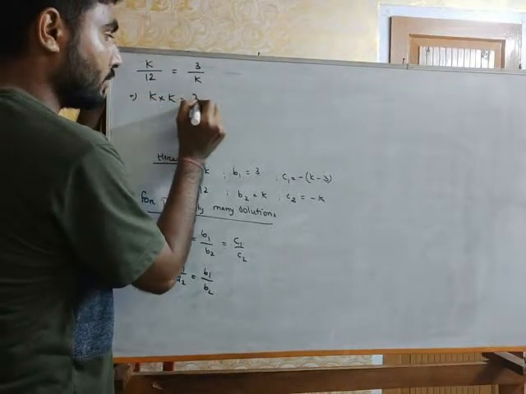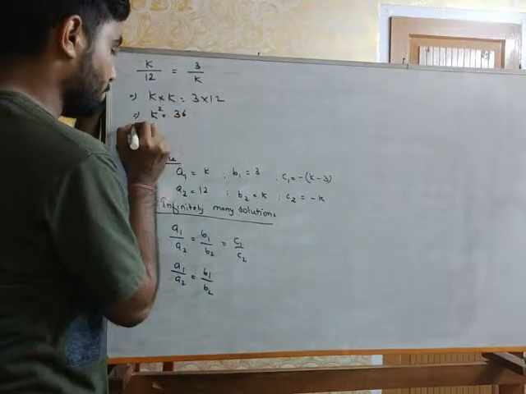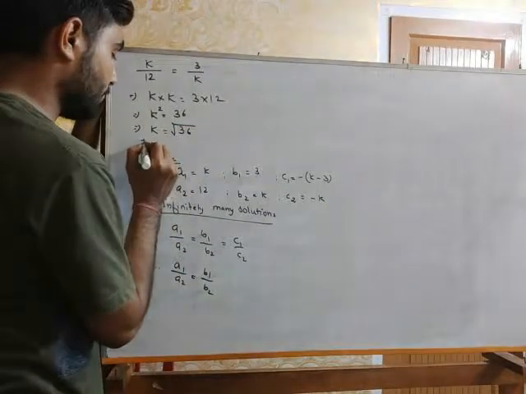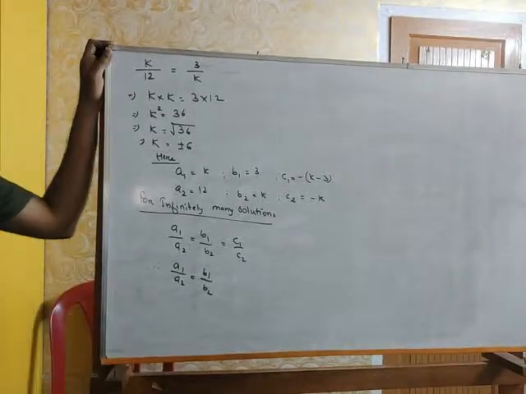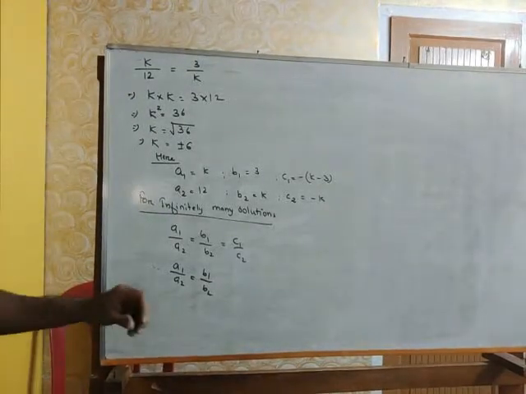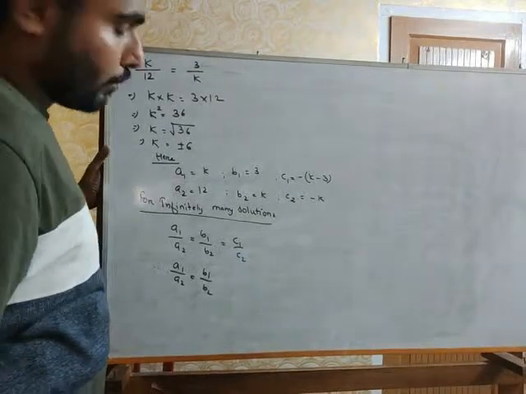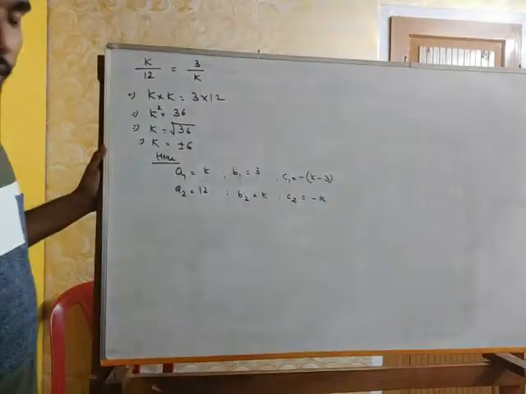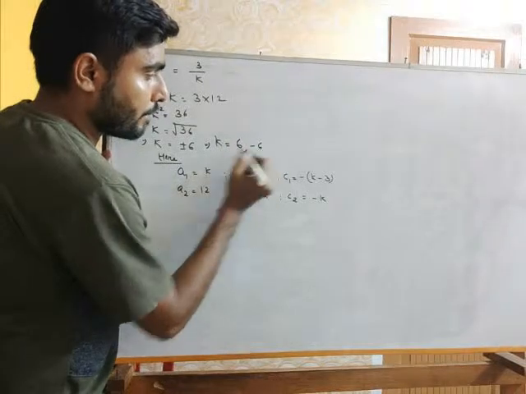A1's value is k, a2's value is 12, equal to b1, which is 3, over b2, which is k. So now we have to cross multiply. K into k is equal to 3 into 12. K into k is k square, equal to 36, which implies k is equal to root over 36, which implies plus or minus 6. So k can be positive or negative. Therefore k is equal to plus 6 or minus 6.